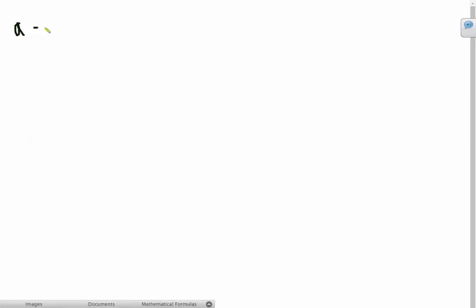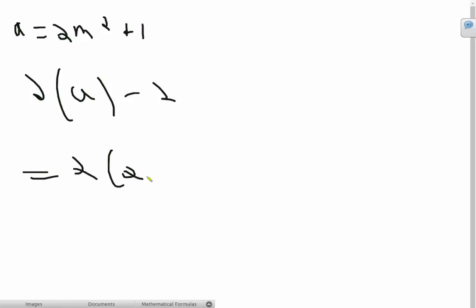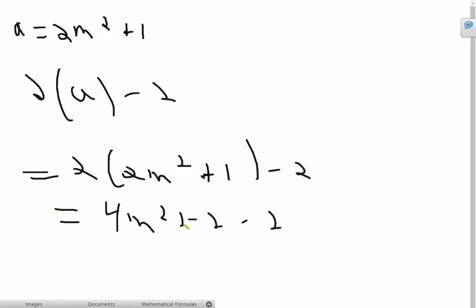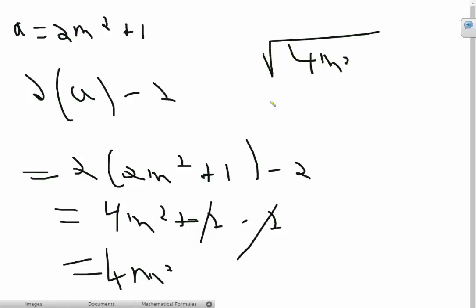Well, I suggest that if we say let a equal 2m squared plus 1, where m is an integer, then we'll get 2 times a minus 2. This is equal to 2 times (2m squared plus 1) minus 2. And then this becomes 4m squared plus 2 minus 2. And then these two cancel off, and we get left with just 4m squared. And this 4m squared is always going to be a perfect square, because m is an integer, and if you take the square root of 4m squared, we get 2m. So this guy is basically a perfect square always, right?